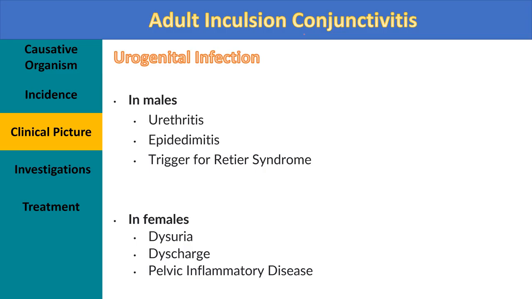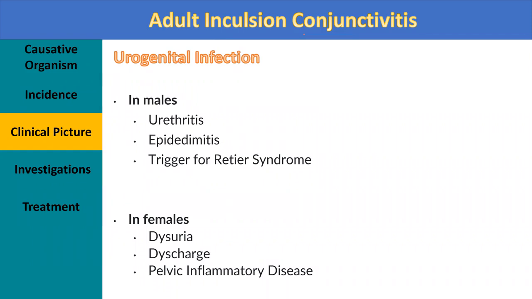So the trigger will be the chlamydia, but it is not caused by the chlamydia itself. It will be caused by the autoantibodies that cross-react between the chlamydial antigen and other body tissues like the joints and the eye. In females, it can cause dysuria, discharge, and pelvic inflammatory disease. So this will be the initial presentation. If you are suspecting a patient with adult inclusion conjunctivitis clinically, just ask him about these manifestations.